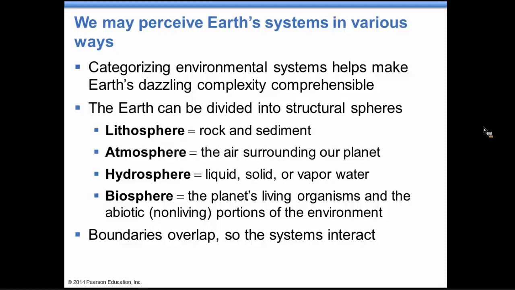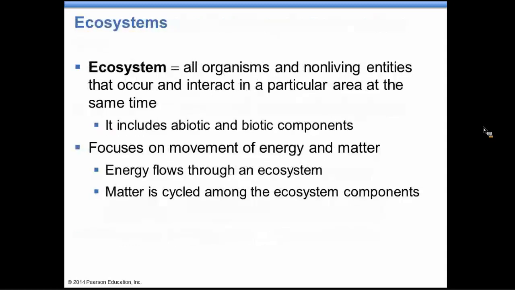The biosphere consists of all of the planet's organisms and the abiotic, non-living portions of the environment with which they interact. The study of interactions among living and non-living things is a key part of ecology at the ecosystem level. And as we've been talking about, the boundaries of these overlap, so systems also often overlap. Ecosystems. So an ecosystem, we talked about before, is something that consists of all organisms and non-living entities that occur and interact in a particular area at the same time.